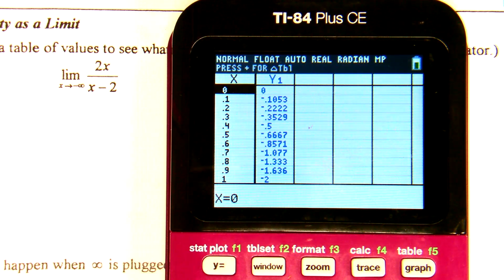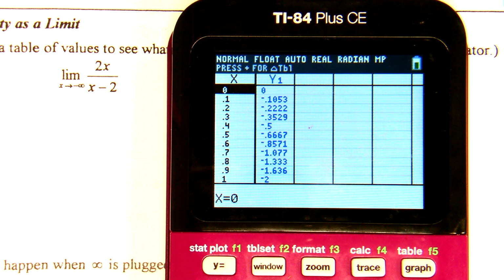F5. Above graph. Sorry, I didn't mean to jump. Okay, so table is the second function of the graph button. Now, I haven't done any settings on this table yet. You may have different x values showing than me, depending on how you last used this. So it is possible you have different x values showing than me. Not a big deal. Okay?